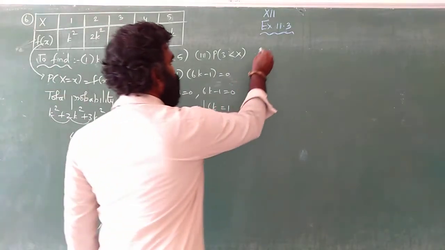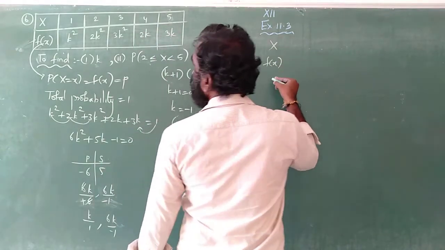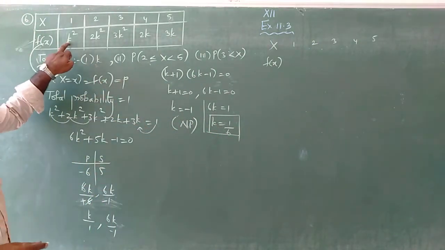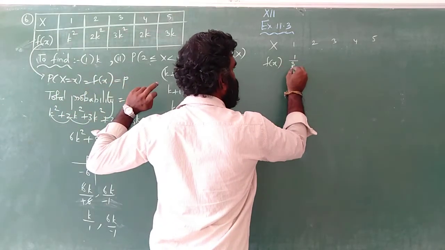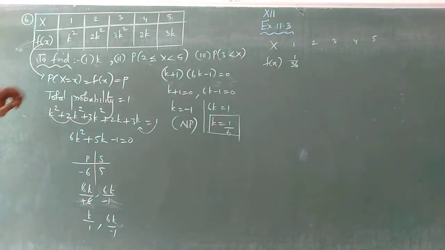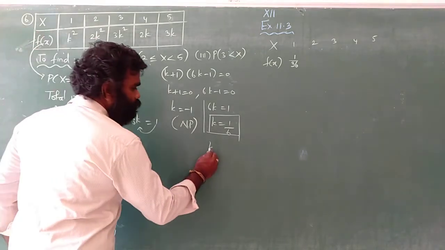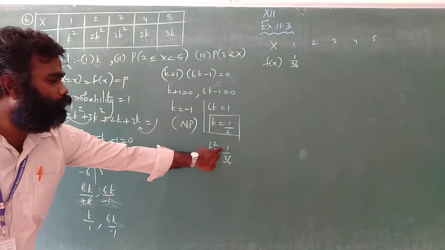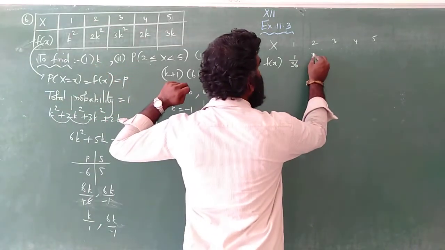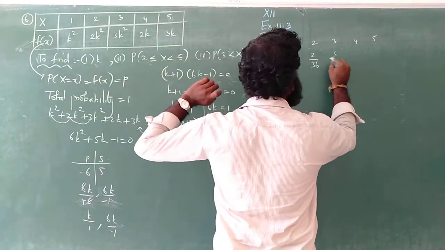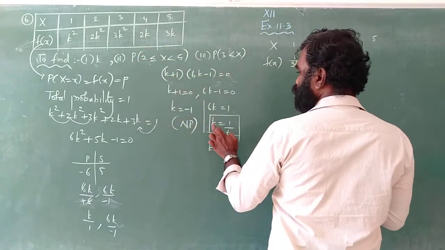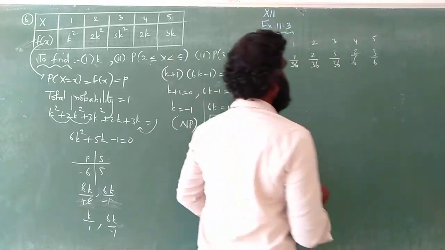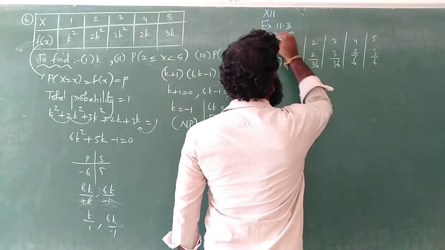Now apply it here. How are we going to apply? x, f of x, nothing but 1, 2, 3, 4, 5. k is equal to 1 by 6. 1 by 6 the whole square is nothing but 1 by 36. So k square is 1 by 36. 2 into k square, 2 into 1 by 36 is nothing but 2 by 36. Next, this one is 3 by 36. Next, 2 into k is nothing but 2 by 6. Next, 3 into k is nothing but 3 by 6. So, this is the PMF for this sum.